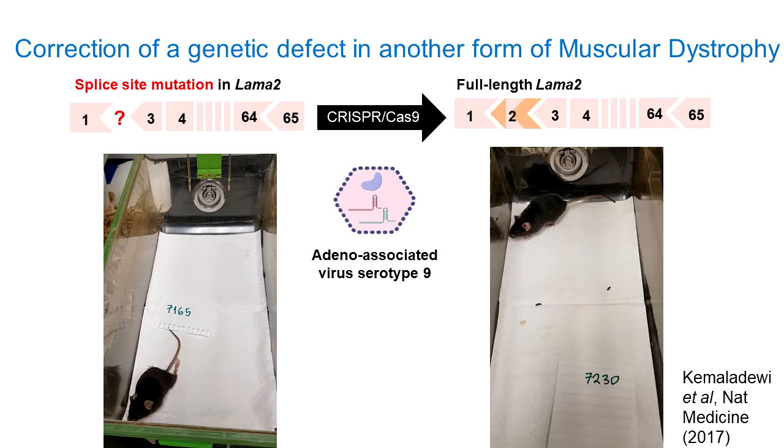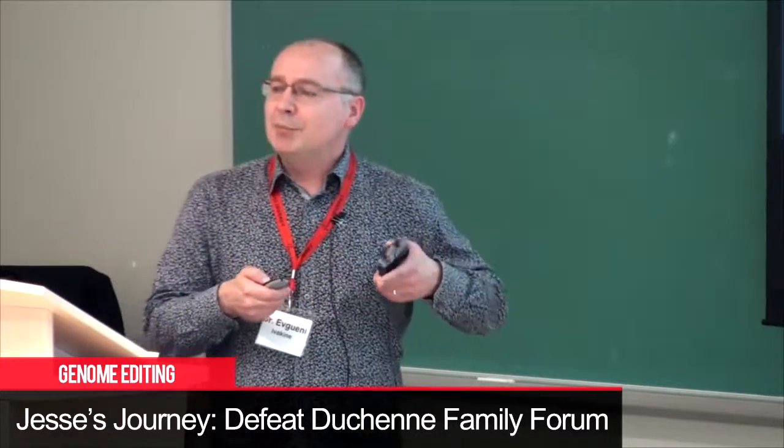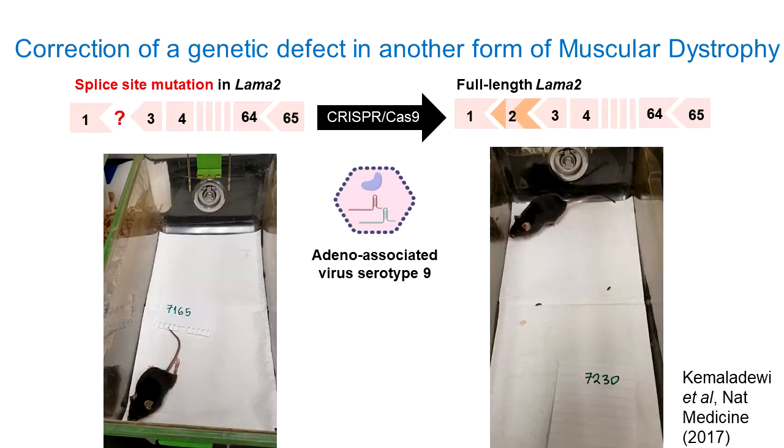So here, I just wanted to show you this example. This example is not from DMD. It's from another form of muscular dystrophy that we are working on. It's called LAMA2 deficient muscular dystrophy. But it's just easier to see. DMD mice are not the greatest model because they don't show all of the phenotypes that I see in patients. Whereas here, it becomes a little bit obvious what CRISPR and genome editing can do.